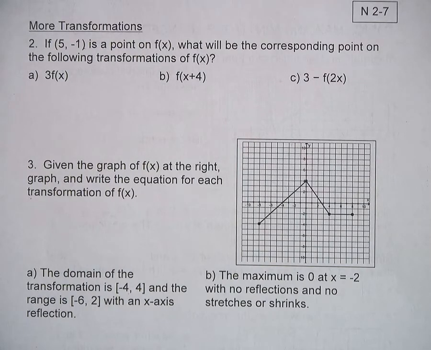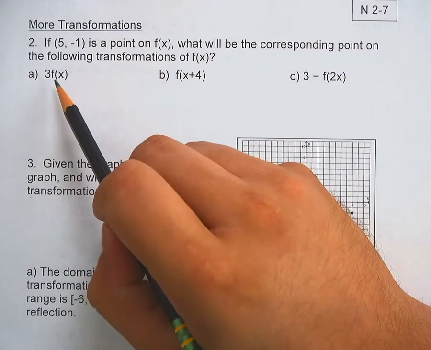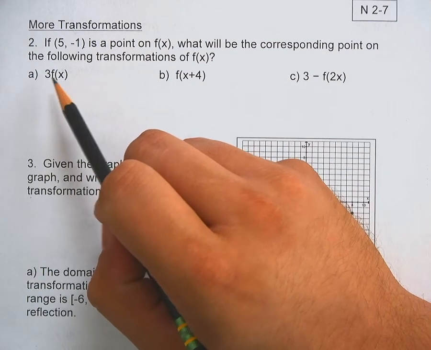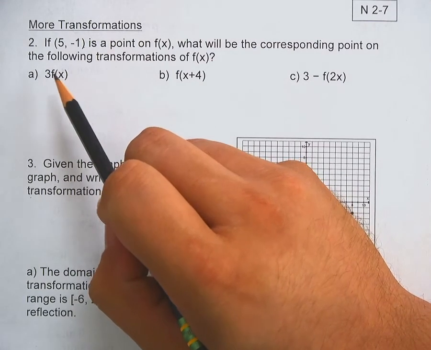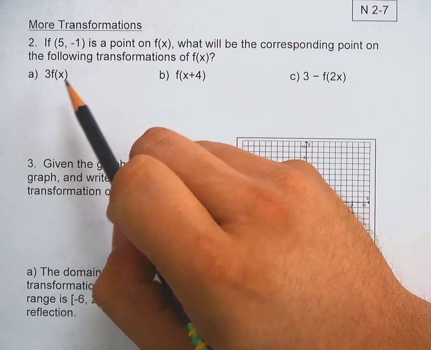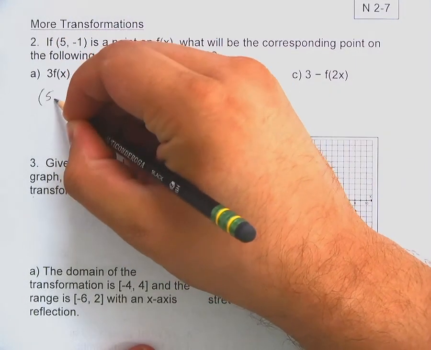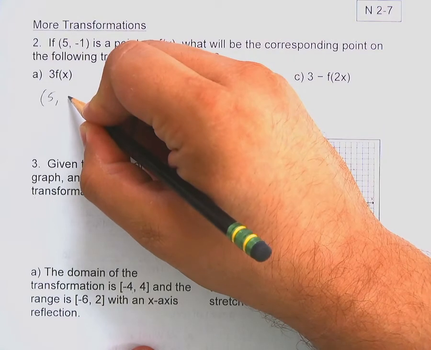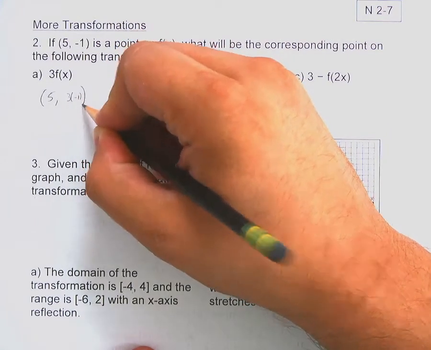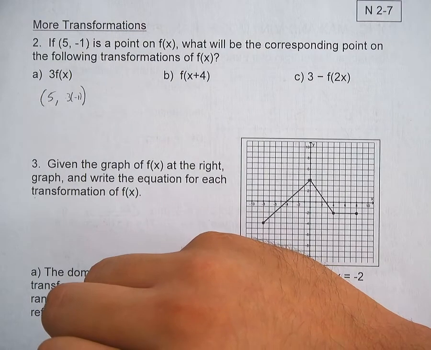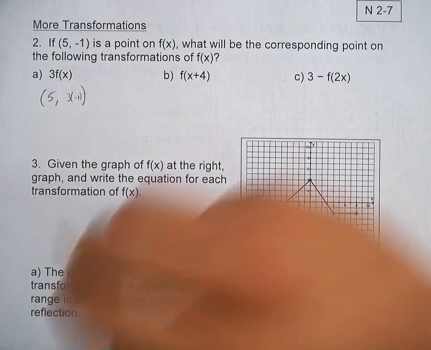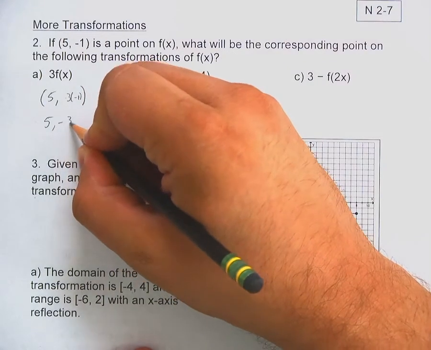If (5, -1) is a point on f of x, what will be the corresponding point on the following transformations? 5, -1 is a point. What's going on here with 3f of x? Remember, f of x is y, right? So aren't we just multiplying our y value times 3? So that point would be 5, comma, 3 times your negative 1. That's 5, negative 3.